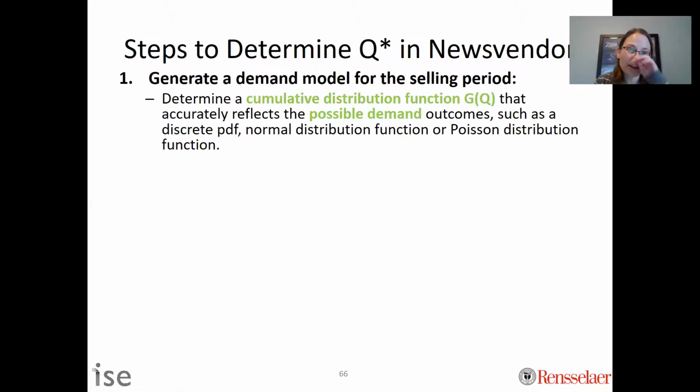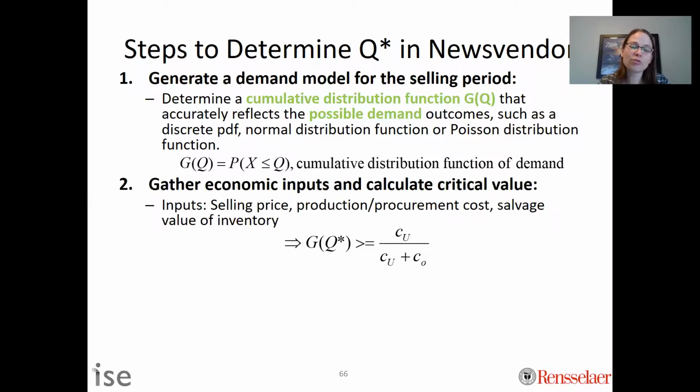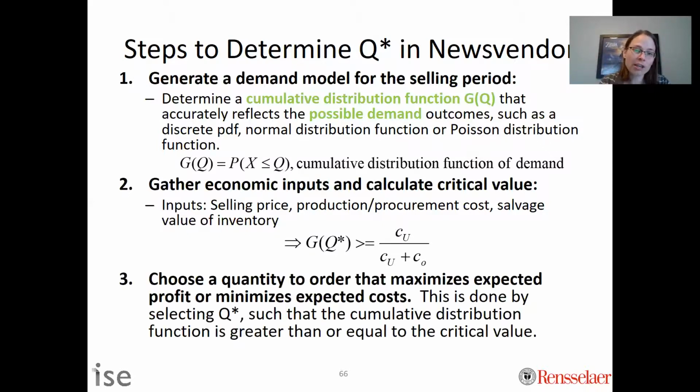And so how do you do that? First, you need to know what the demand model is. You need the cumulative distribution function, so that's key. And how you do this is you need to figure out what your critical value is, so the cost of underage and the cost of overage. Remember, these are per unit costs. And then once you do that, you choose Q star that is greater than or equal to that critical value. And if you do that, you get a value that maximizes the expected profit or minimizes the expected cost.